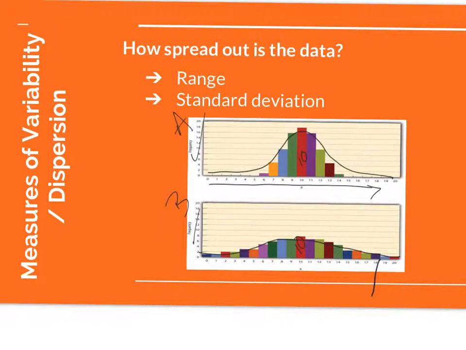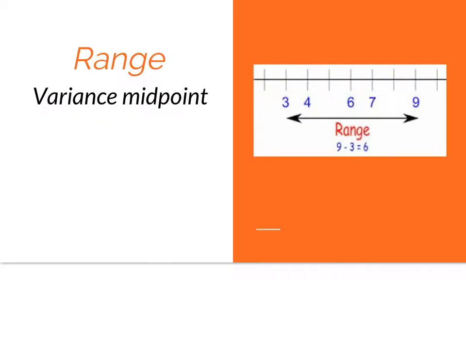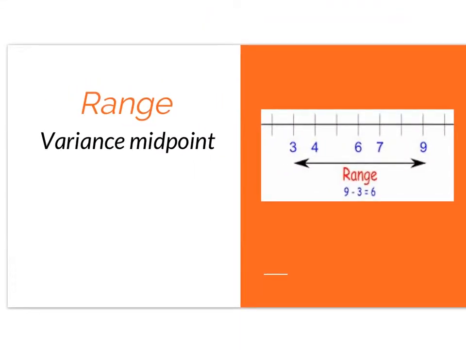We have two of them. We have the range and the standard deviation. The range is calculated easily. Basically, the formula is the highest score minus the lowest score. This is very simple. This is our set of data. The highest score was a 9, the lowest score was a 3, and this gives us the range of scores. Range is, again, how spread out the data is.